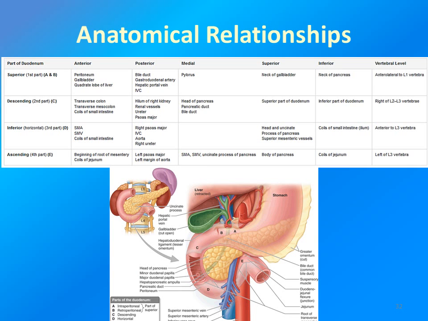Here are the anatomical relationships just discussed in the prior slide of the regions, or four divisions, of the duodenum, and the structures and levels that they pass over. Also, on this cut region here, you can see the major duodenal papilla as well as hepatopancreatic ampulla.